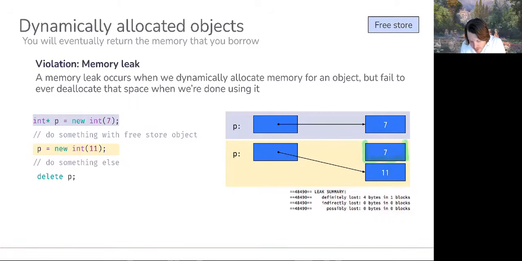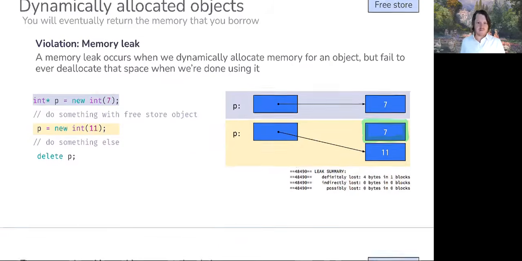Now, why is that problematic? Well, if we do not have its address stored anywhere, we can never call delete on its address. And therefore, this is said to be a memory leak, in that we will never be able to return this object when we're through with it because we have no reference to it.